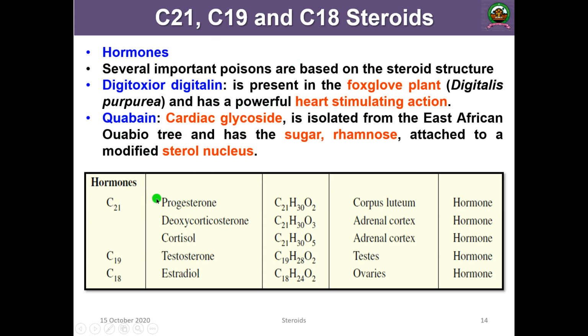And hormones, you know that is progesterone. It's a hormone acting on the corpus luteum. Then deoxycortisone, produced by the adrenal cortex, a hormone again. This is the molecular formula. And cortisol, again from the adrenal cortex, is again a hormone. These three are C21. Next one is C19. There's testosterone, that is from the testis, a hormone again. Then C18, that is estradiol, from the ovaries, a hormone. Male hormone and female hormone. This progesterone is a pregnancy related hormone. So these are the important steroids.